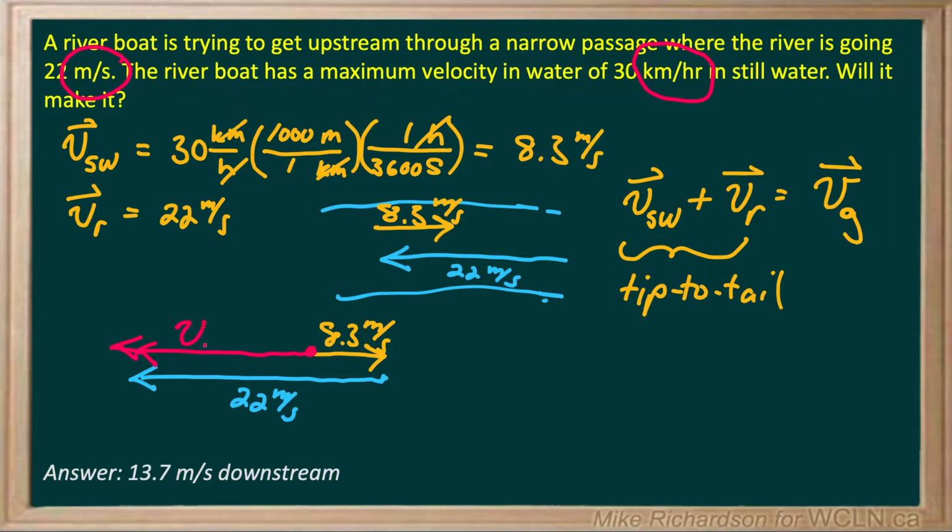And we're calling that the velocity with respect to the ground. And clearly, if I just take 22 and subtract 8.3, I'll get the magnitude of that little gap, which will be 13.7 meters per second. And you can see the direction, which is why the diagram's important, which is to the left. So the boat, which is trying to go right, ends up being dragged left by the current, so it does not make it up the stream.